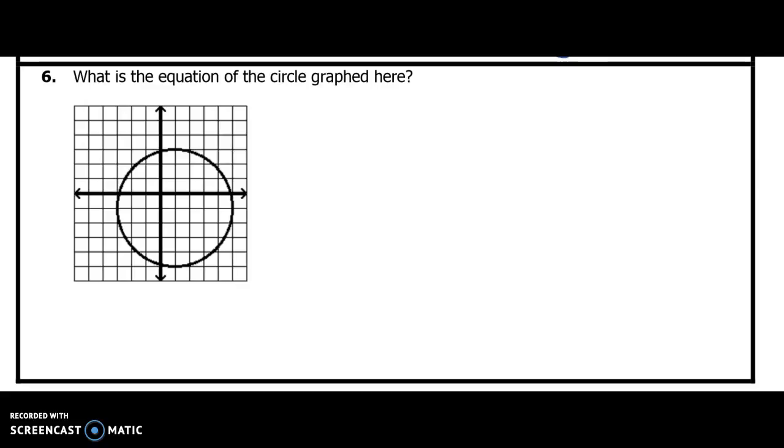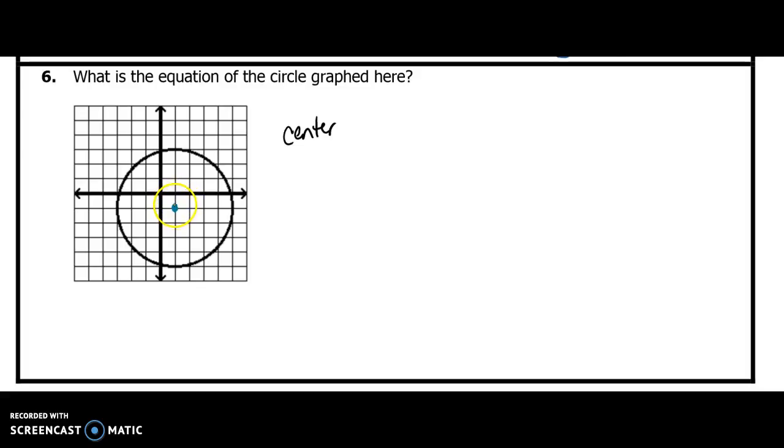To write the equation of any circle, I need to know its center and its radius. So let's use this graph to figure that information out. Center of the circle, just kind of eyeballing it, looks like it's right about there. As we calculate the radius, we can make sure that we've done that correctly.